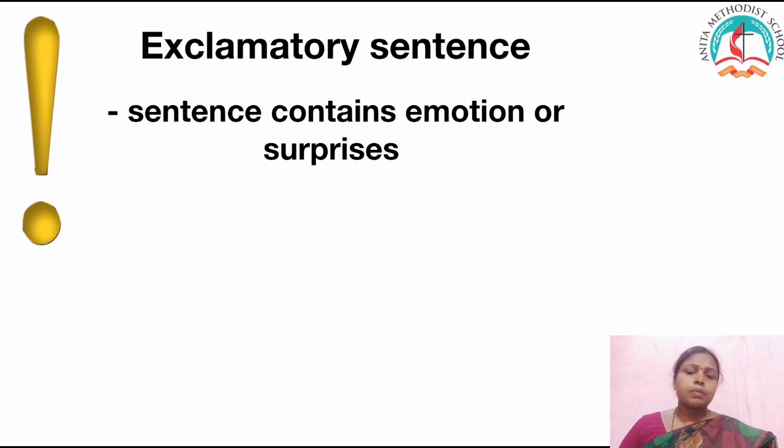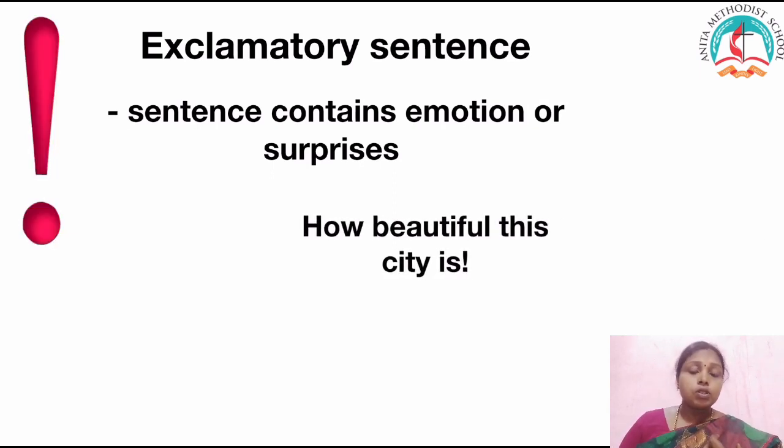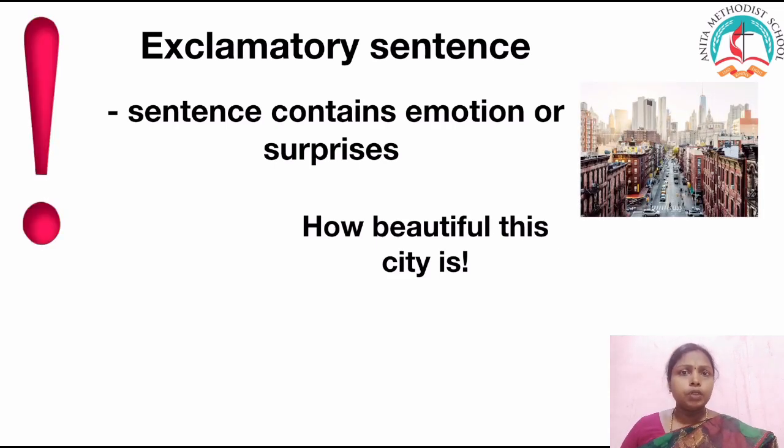What is meant by an exclamatory sentence? Sometimes if you see something, you will be emotional, you will be surprised, you will show your feelings. At that time we say something about it, so it's called an exclamatory sentence. An exclamatory sentence contains emotion or surprise. For example, how beautiful this city is! See how my emotion is. If I see something, I just admire it. I just bring out my emotion here.